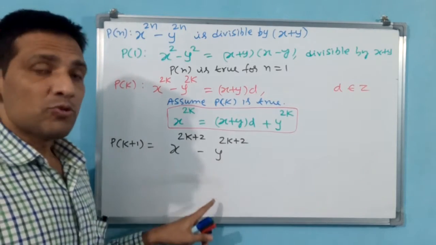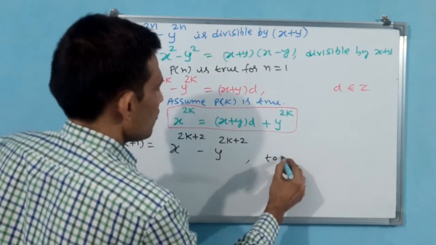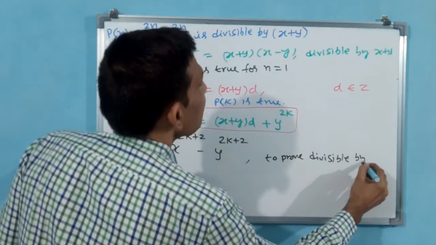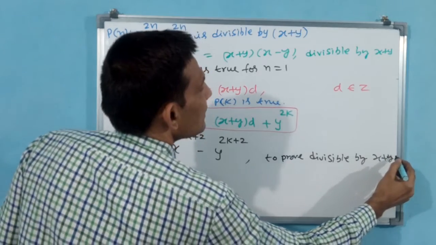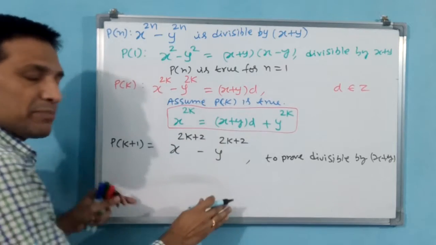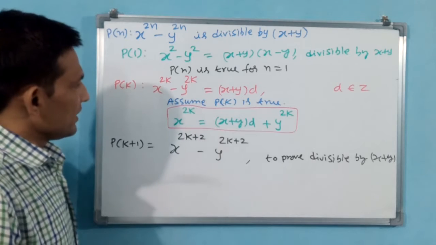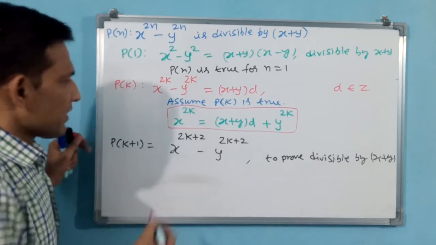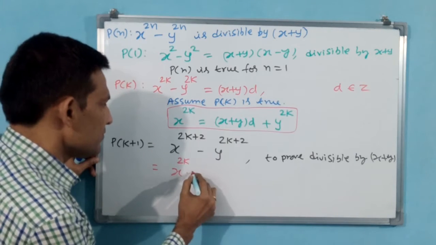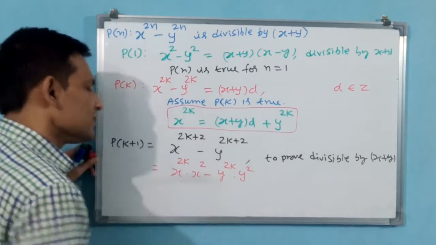Now you see, to prove divisible by x plus y. That means x plus y into d you have written like this, and x plus y into m comes automatically. Your question is over, you can think. Okay, now you write down x power, expand this one, that is equal to x power 2k into x square minus y power 2k into y square. Is it correct?